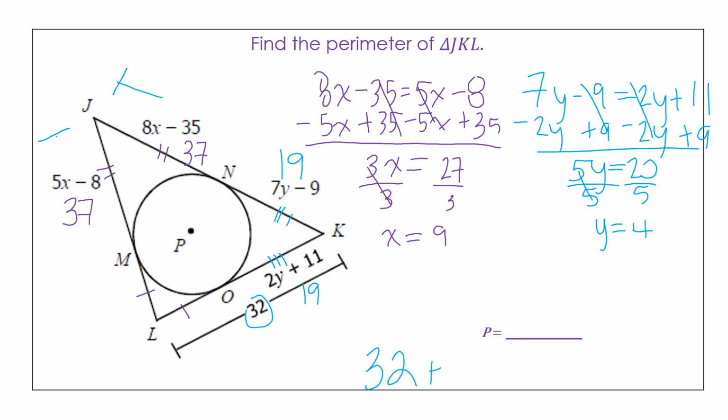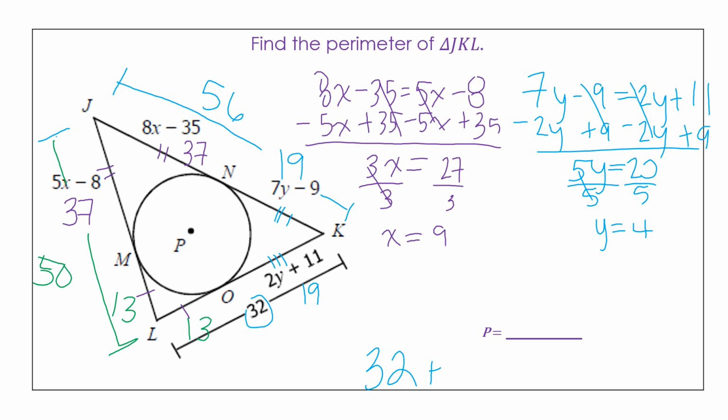The full length of JK will be 37 plus 19, which is 56, but I don't have the full length of JL yet because I don't know ML. What I do know is I can find OL. If LK, the whole segment, is 32, and I just figured out that OK is 19, I can do 32 minus 19, and that gives me the length of OL, which is 13. That would make ML 13 as well, which would make the whole length of that segment 13 plus 37, so that would be 50.